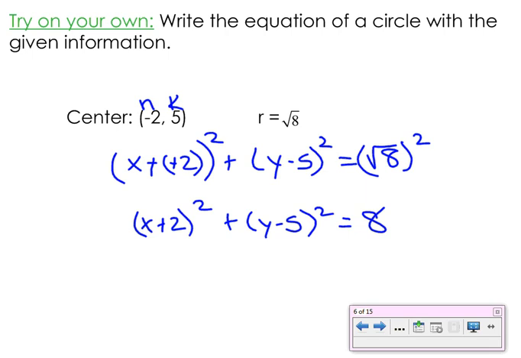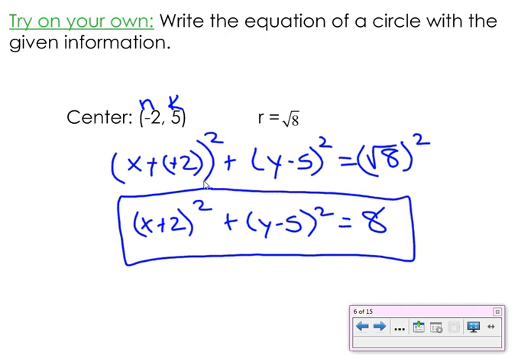All right, so our final solution here would have been x plus 2 squared plus 5 minus y squared equals 8. Remember, when you square a radical, you are multiplying it by itself, so then the number will pop out.